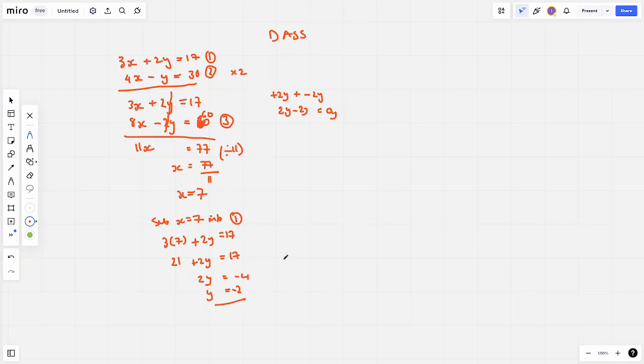Brilliant. So we can check this by substituting x is equal to 7 and y is equal to minus 2 into any equation. So let's just do equation 2. So we've got 4 multiplied by 7 minus negative 2 is equal to 30. So we've got 28 plus 2, a minus and a minus, is equal to 30. So brilliant, that checks through.